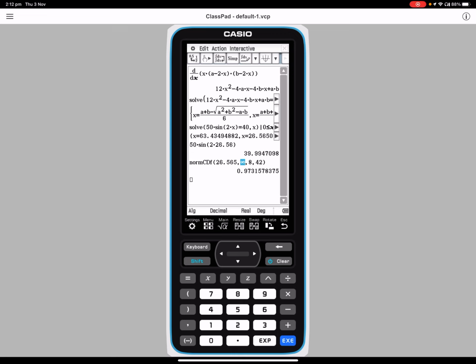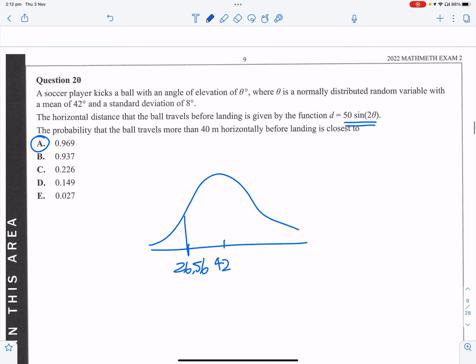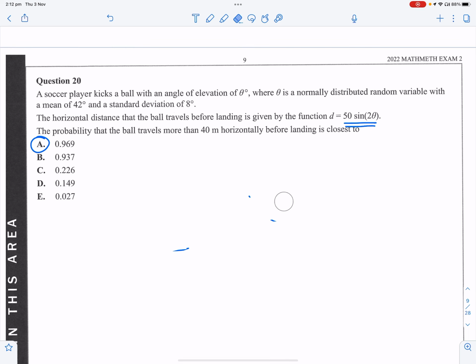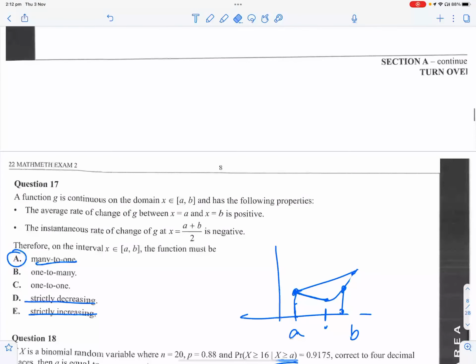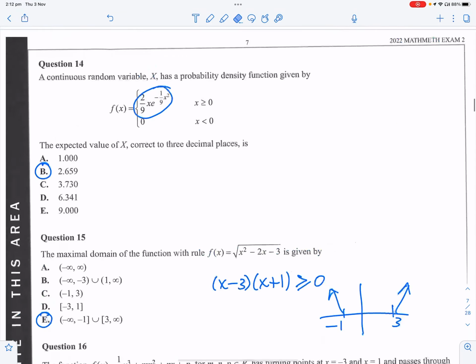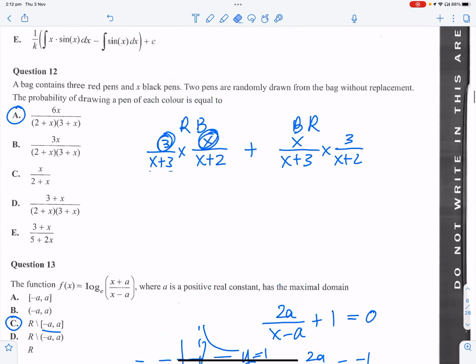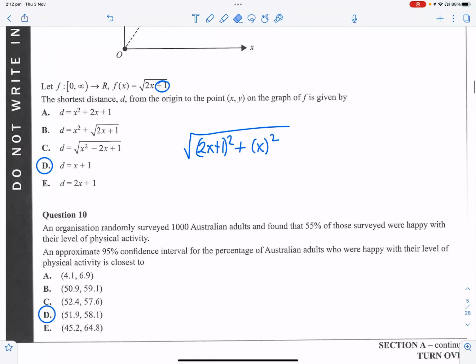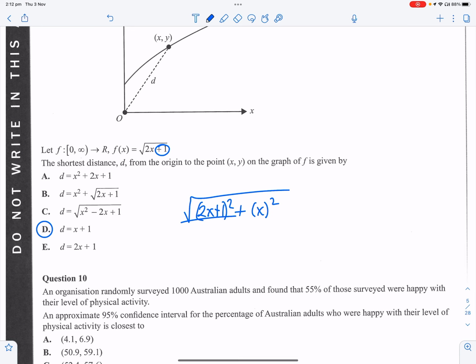26.565 to 63.435. 0.969. That's different. That actually hurt my brain a little bit, but oh well. Hopefully I have done them all right. My brain's a little bit mushy at the moment. But I don't think this one's a bit dodgy.